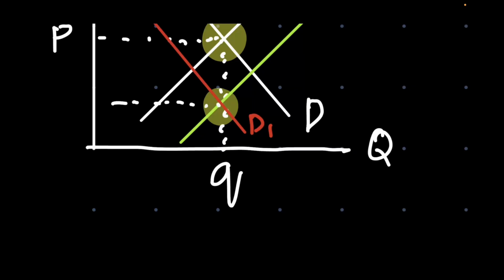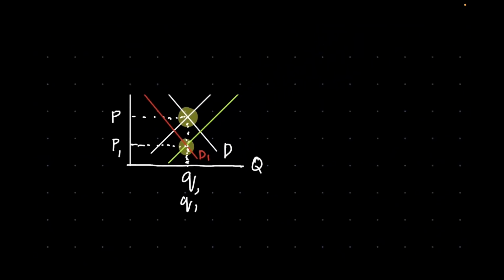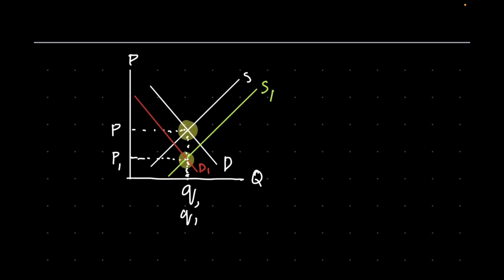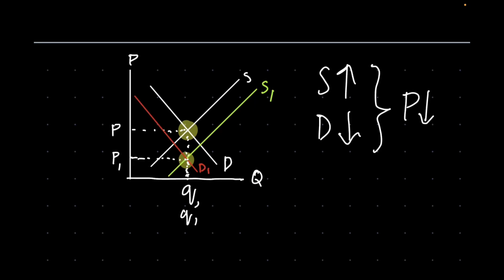So you have the price level that's fallen, and somewhat you could say that the quantity is around the same. So when the supply increases and demand decreases, price decreases.